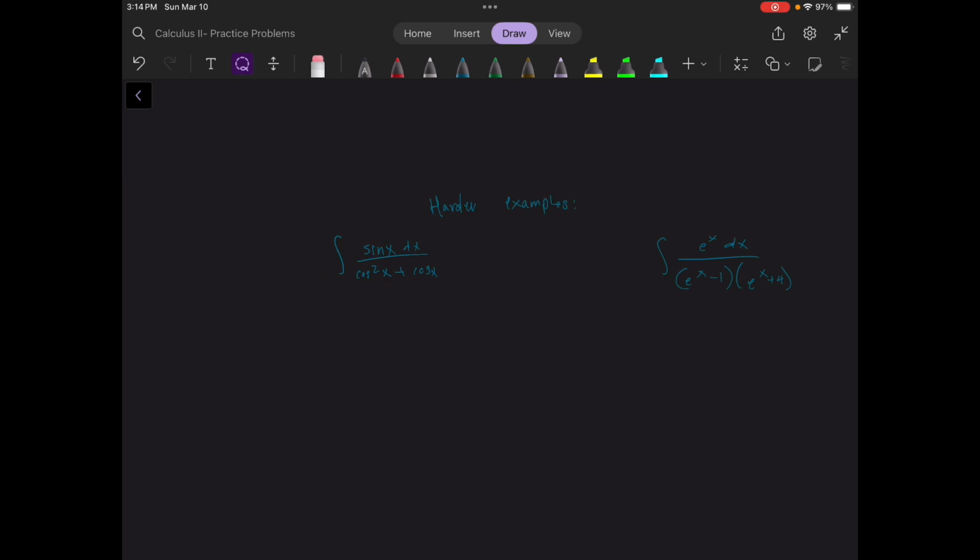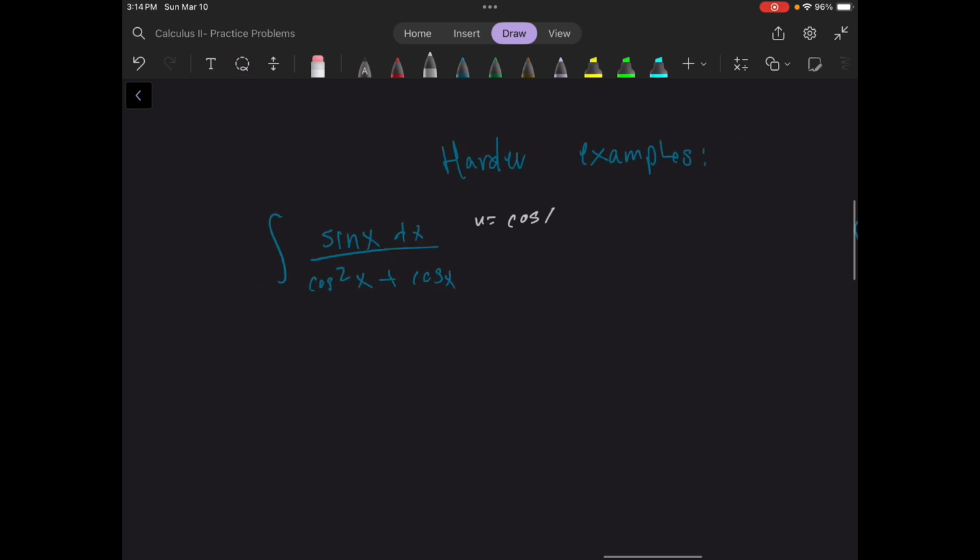And once you see trig and exponentials, it might freak you out a bit, but they're really not going to be that bad. If we just call u equal to cosine x, du is equal to negative sine x dx. We almost have it, so let's put the negative in. This becomes the negative integral of du over u squared plus u.